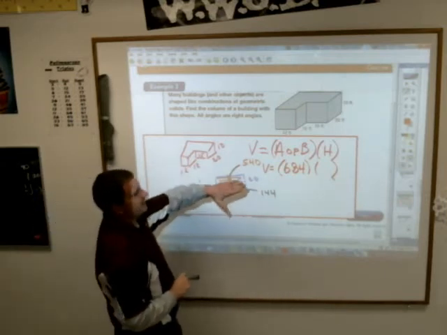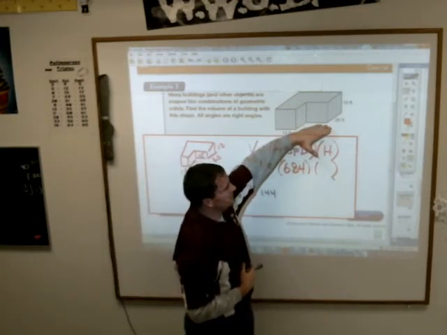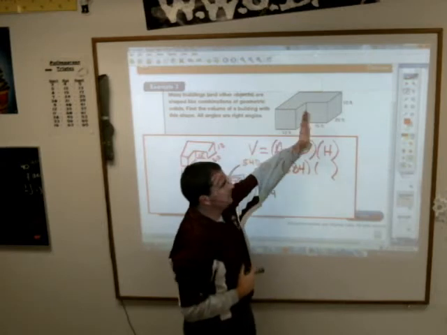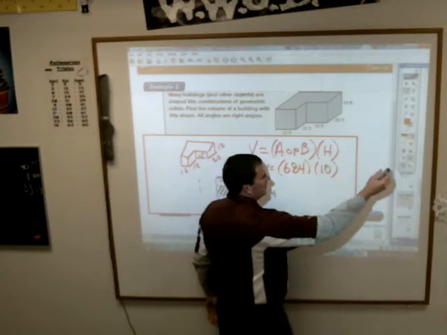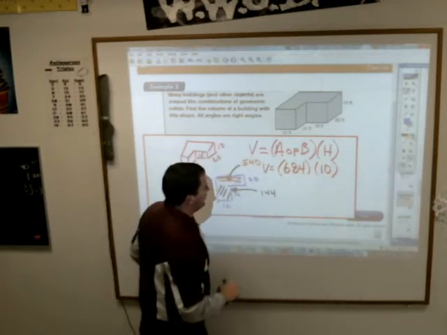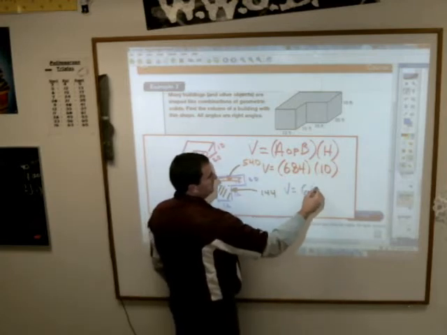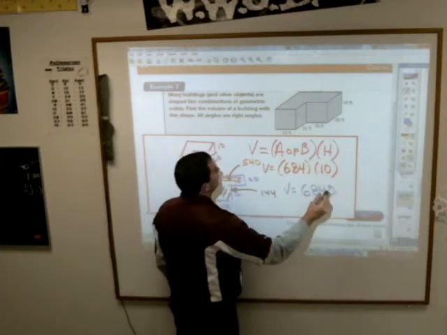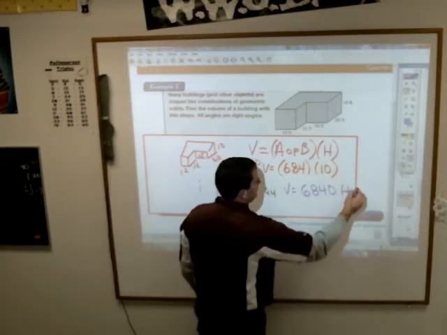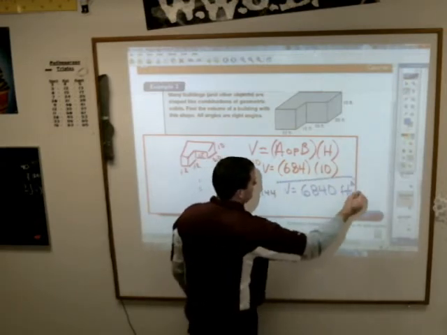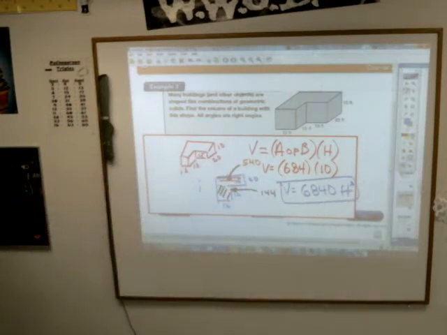And we know that the height, like I said, is the side that's perpendicular to the base. So this thing is sitting on its base right now. How high does that base go? It is 10 high. And Jack says, wow, I can do that in my head because I just add a 0. The total volume is 6,840, I don't know what it says, feet. And it's in cubic units. Volume equals 6,840 feet cubed.